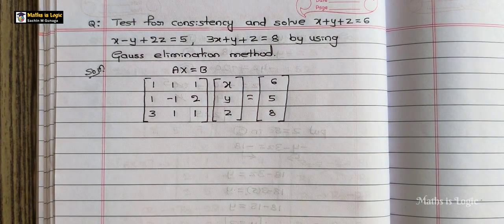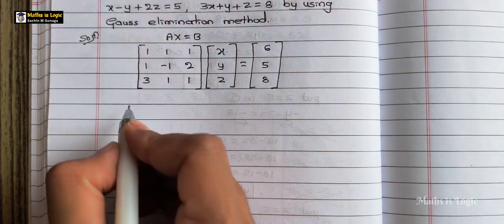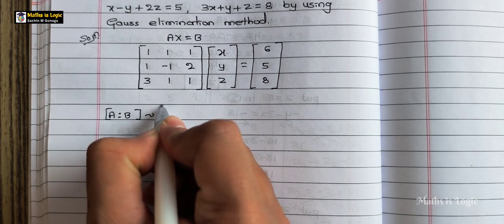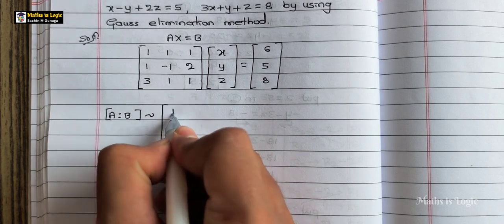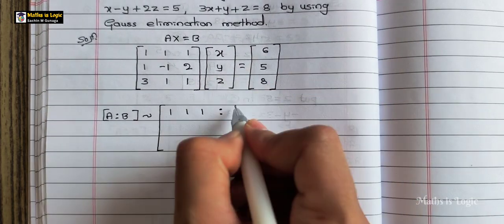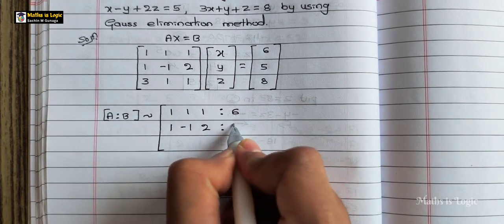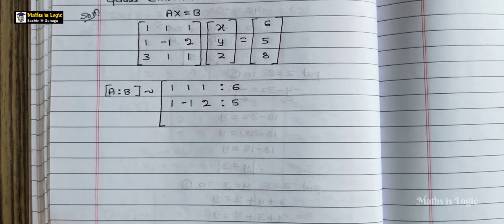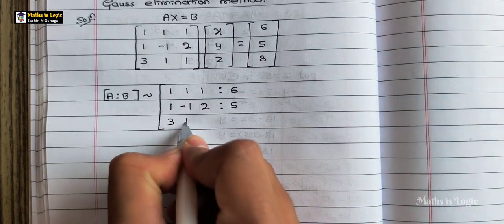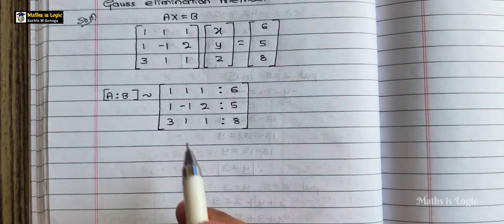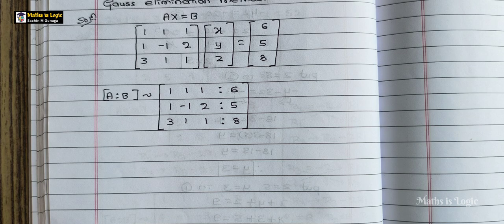Next, write the augmented matrix. Therefore, A augmented B is first 1, 1, 1 colon 6. 1, minus 1, 2 colon 5, and next 3, 1, 1, 8. Okay, this is the augmented matrix. Now we should apply row reduced echelon form to find the rank of the augmented matrix.